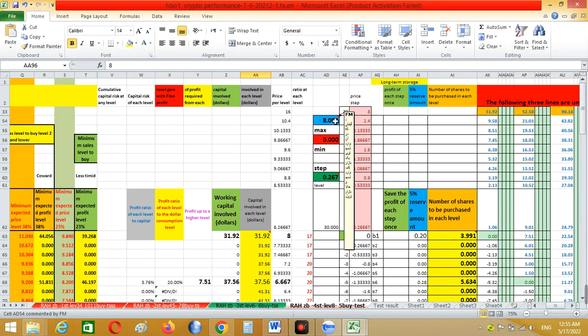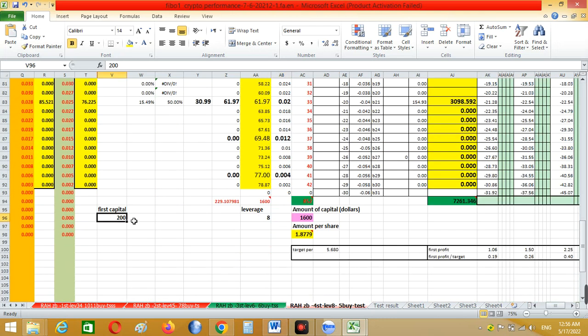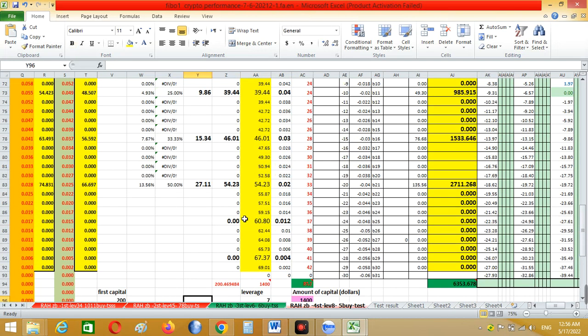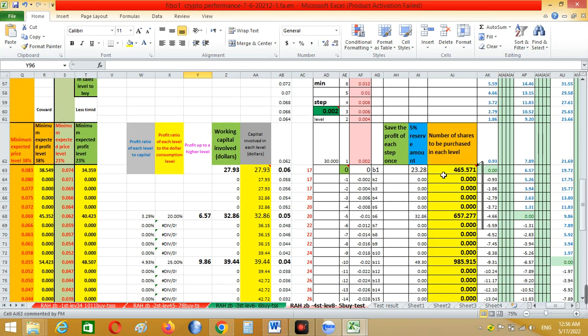Let's see. Put your entry price of Tron, 0.06, first capital equal 200, your leverage equal to 7. So according to my Word file, you need to buy 467 Tron at price 0.06. You will engage $27.93.